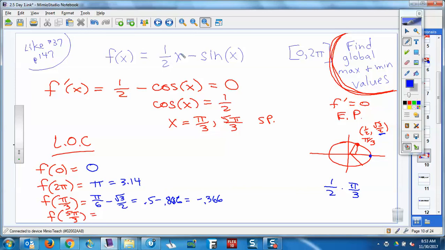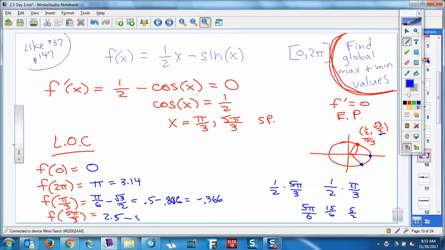Okay, what's 5 pi thirds? What's 1/2 times 5 pi thirds? 5 pi over 6. Now remember, pi over 6 we said was about 1/2. So 5 times 1/2, about 2.5. Or you could say pi is about 3, so this is about 15 over 6, which is about 5 over 2, which is about 2.5. So it's roughly 2.5 minus, what's sine of 5 pi thirds? Negative root 3 over 2.